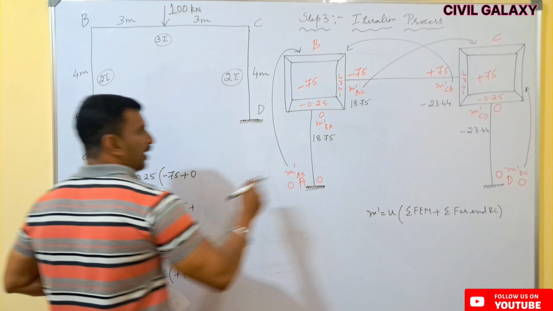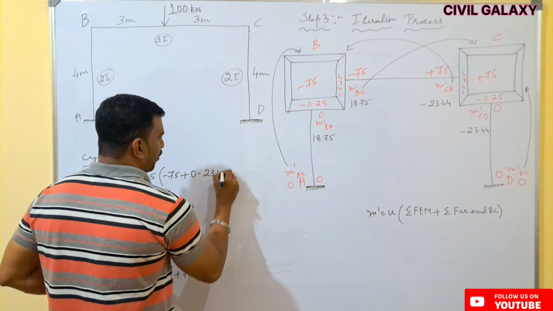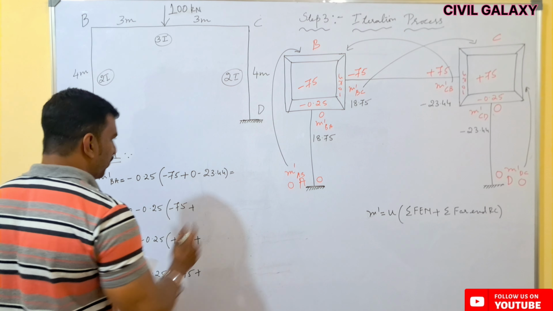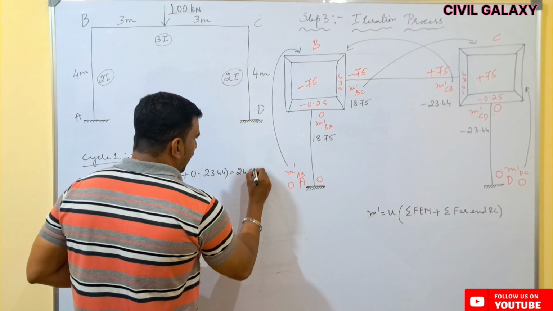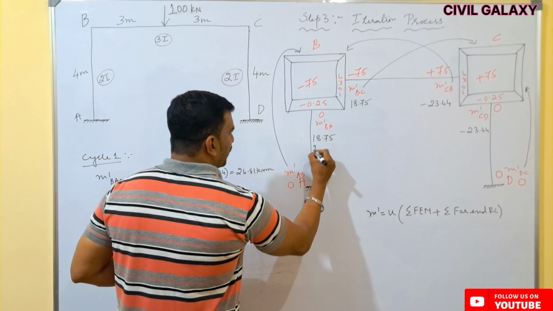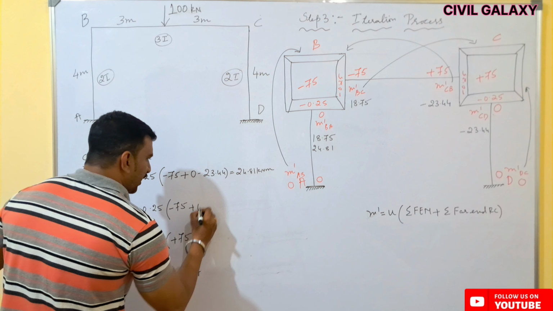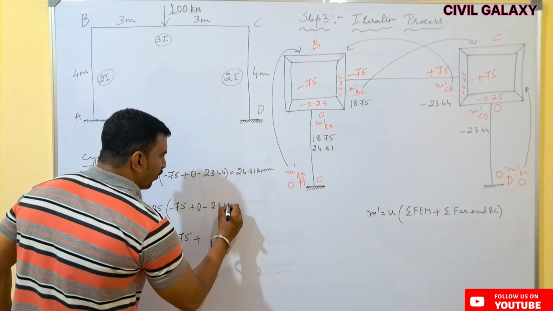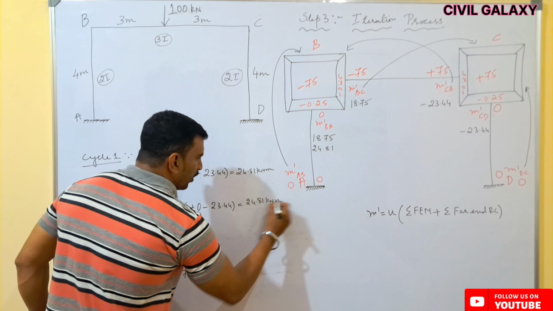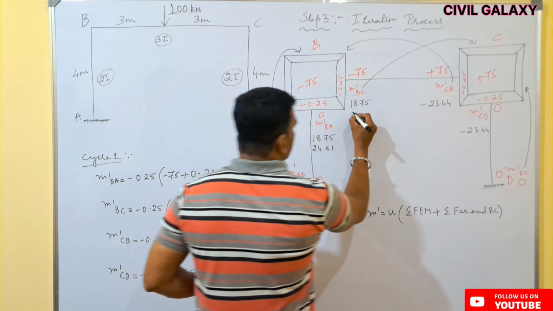For here it is 0, and here we are having a new iteration value, so it is minus 23.44, which will be equal to, we are having a value of 24.81 kilonewton meters. So this value will put over here, which is 24.81. So similarly here minus 23.44, here also we are having 24.81 kilonewton meters.